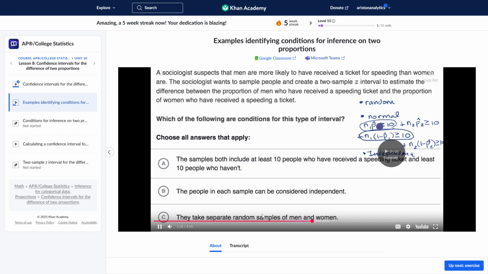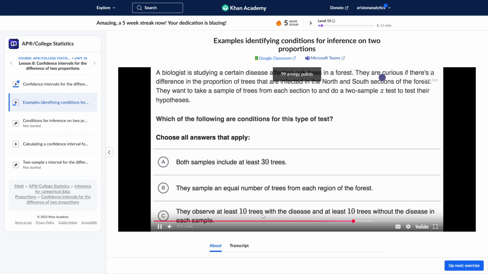They are curious if there's a difference in the proportion of trees that are infected in the north and south sections of the forest. They want to take a sample of trees from each section and do a two-sample z-test to test their hypothesis.